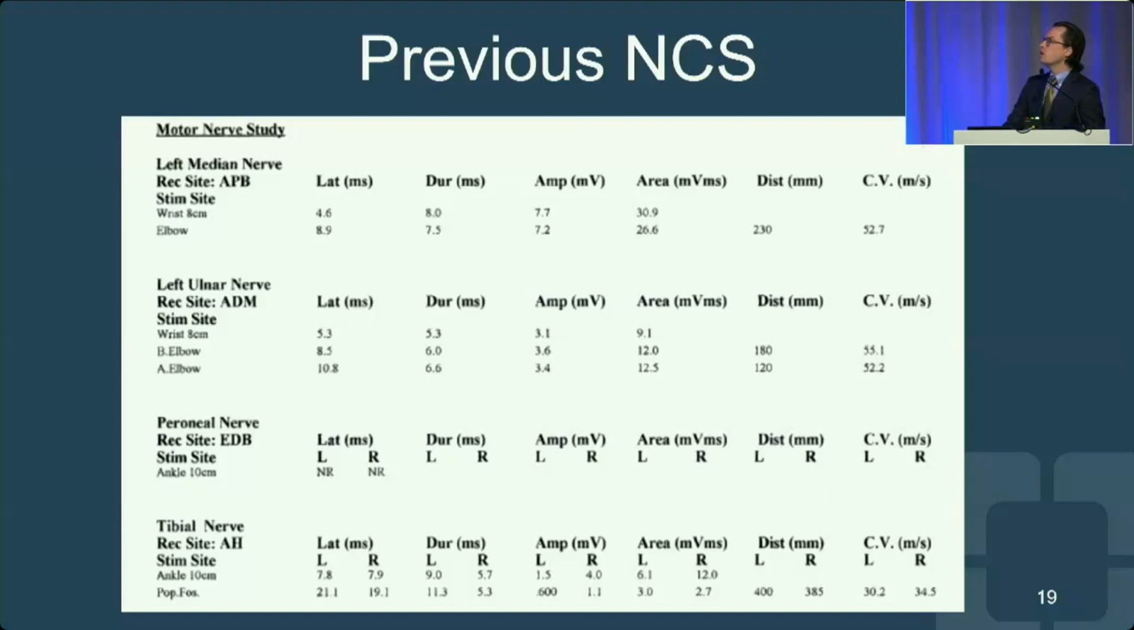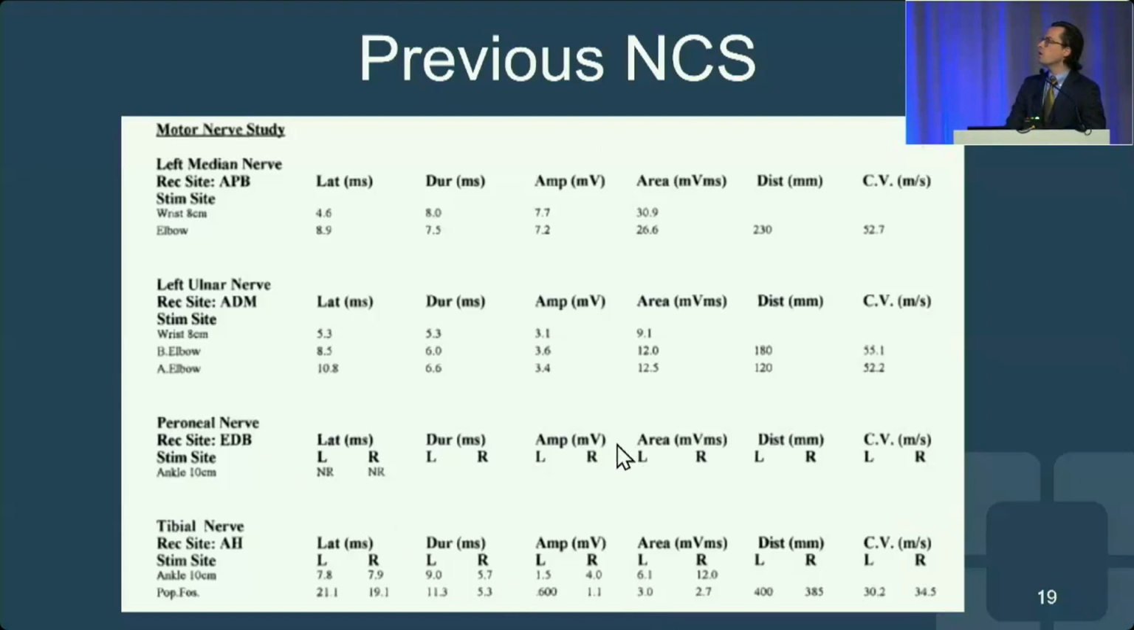You'll notice the peroneal response at the EDB is absent on both sides. It looks a little asymmetric, though, at the tibial nerve. So the amplitude is 1.5 on the left and 4 on the right. All of these conduction velocities, I would say, are basically normal. So 50 in the arm and 30, 34 in the leg. None of these are in a demyelinating range.